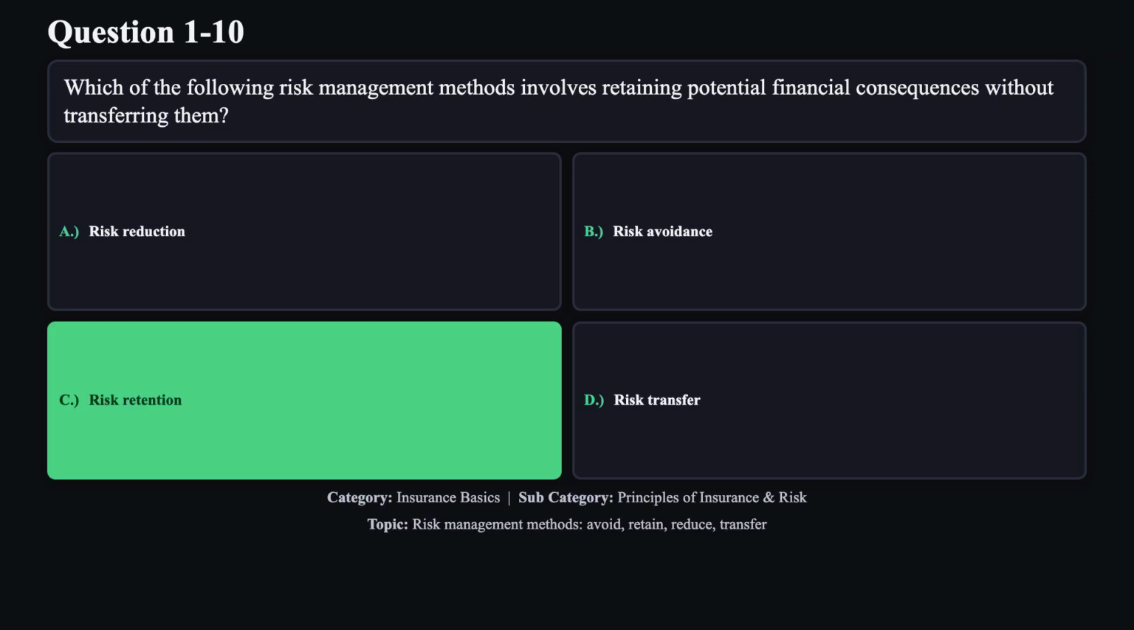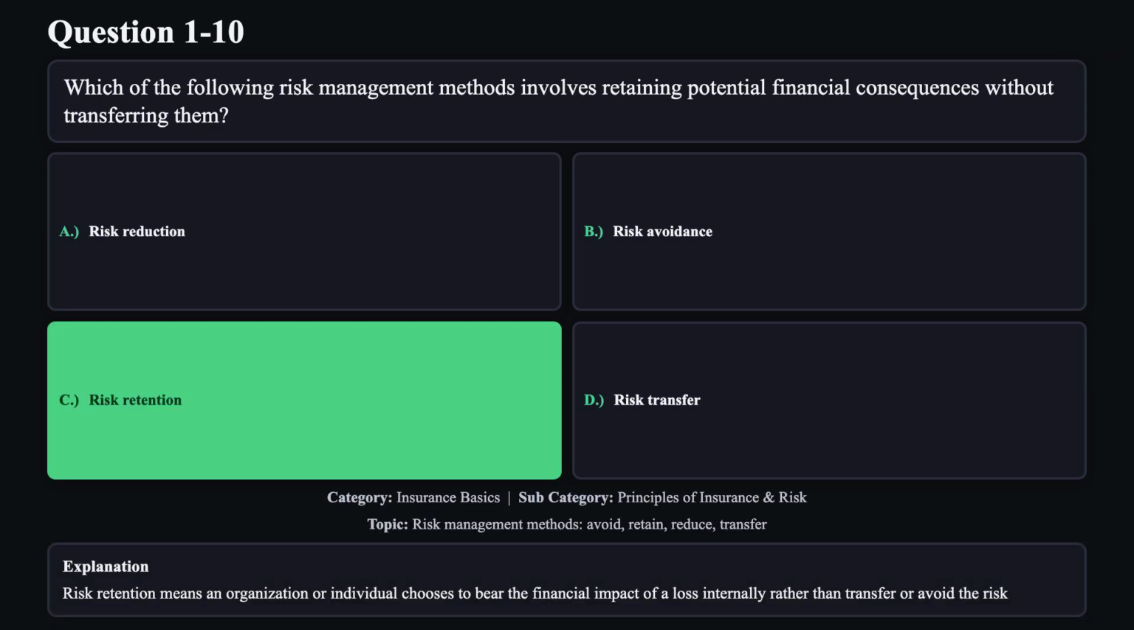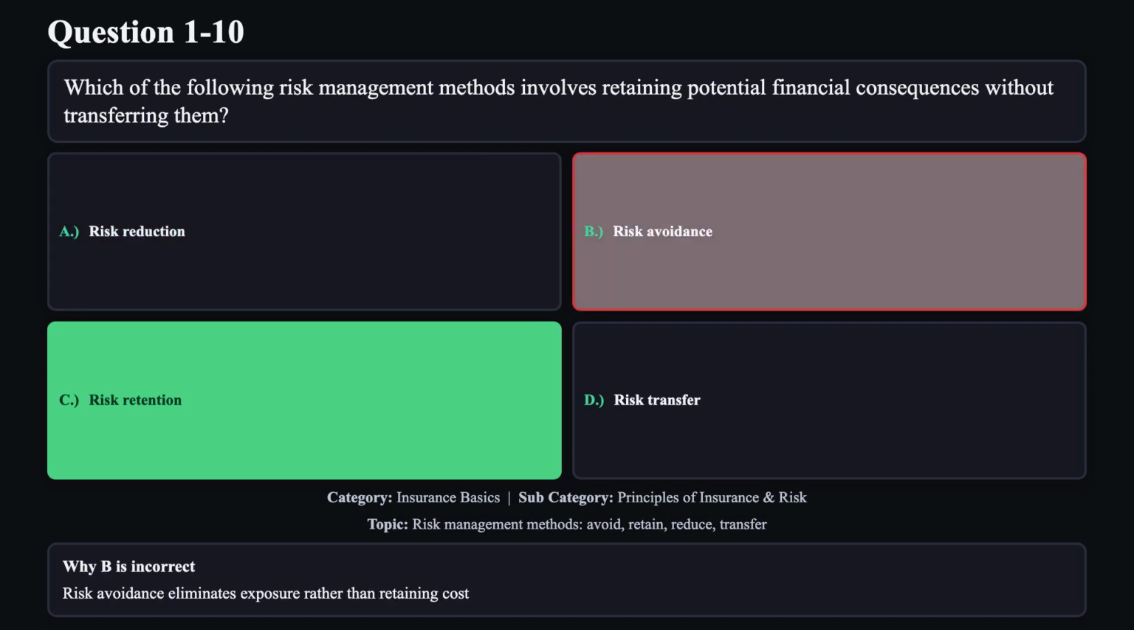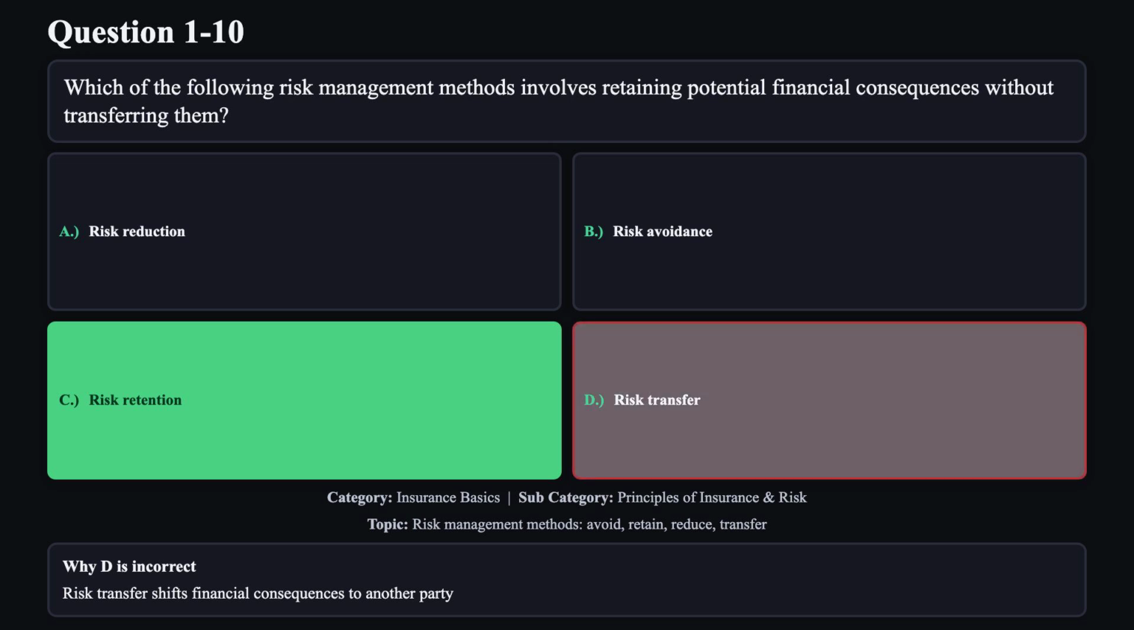The correct answer is C. Risk retention means an organization or individual chooses to bear the financial impact of a loss internally rather than transfer or avoid the risk. Reason A is not correct. Risk reduction mitigates loss severity but does not retain it fully. Reason B is not correct. Risk avoidance eliminates exposure rather than retaining cost. Reason D is not correct. Risk transfer shifts financial consequences to another party.